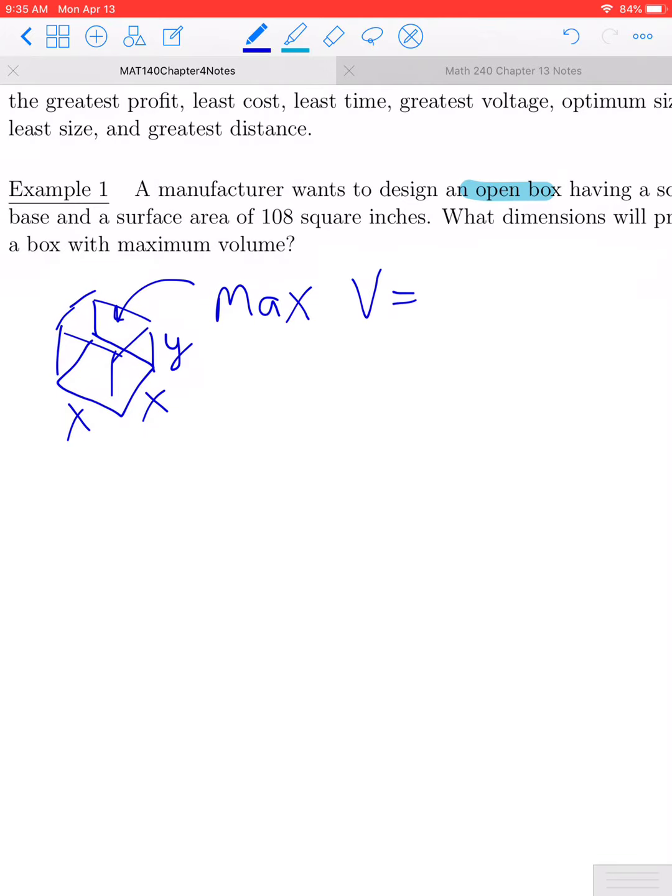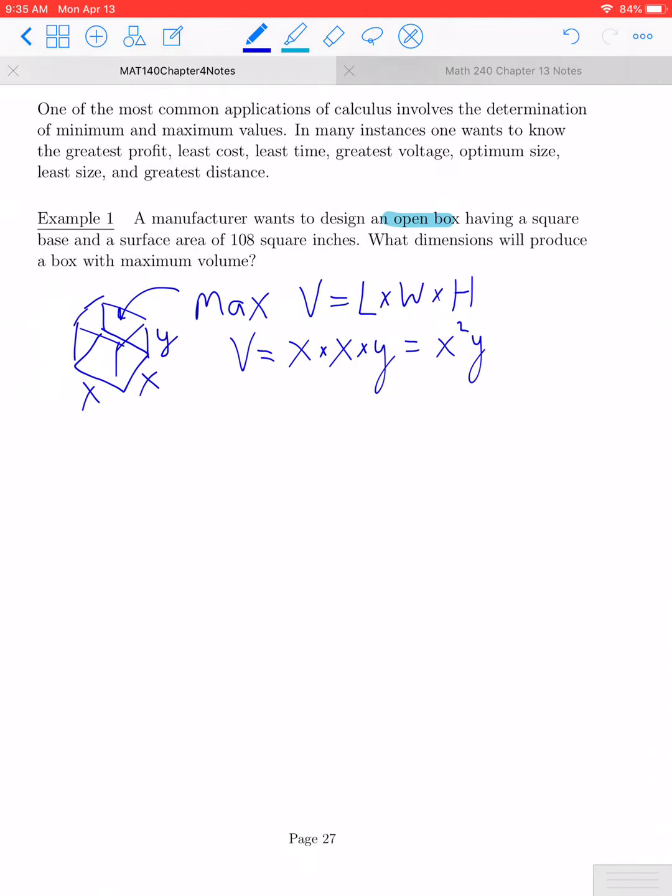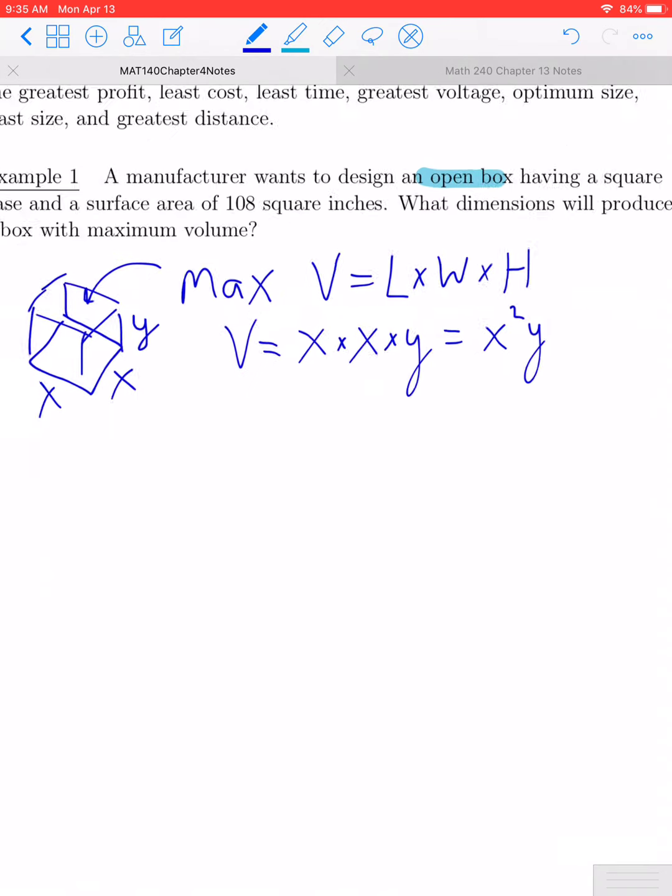What we want to do is maximize the volume. We know volume is equal to length times width times height for a box. In this case, the volume would be equal to x times x times y, which is x squared y. Obviously, if there are no restrictions, you can make a box with longer and longer sides, and the box will have a larger and larger volume.